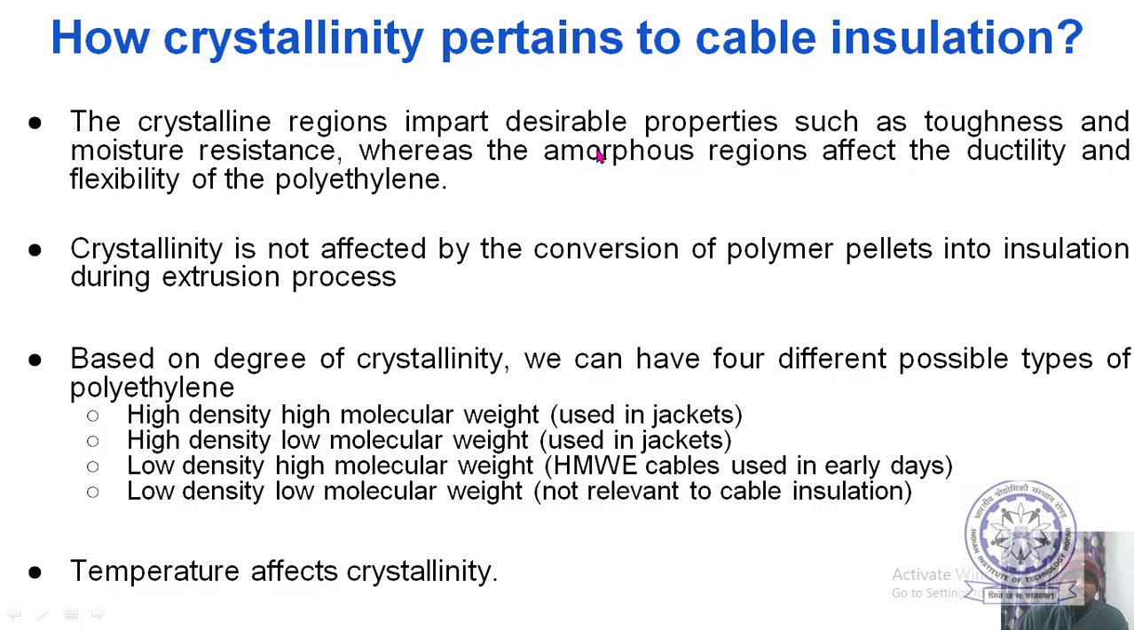Now, how crystallinity pertains to cable insulation? The crystalline region imparts desirable properties such as toughness and moisture resistance, whereas the amorphous regions affect the ductility and flexibility of the polyethylene, as already discussed. So, crystallinity is not affected by the conversion of polymer pellets into insulation during extrusion process.